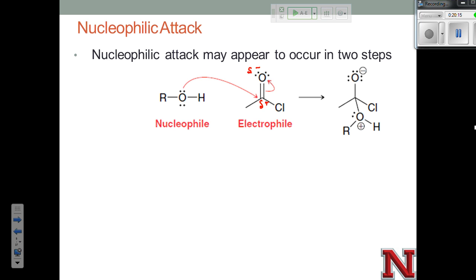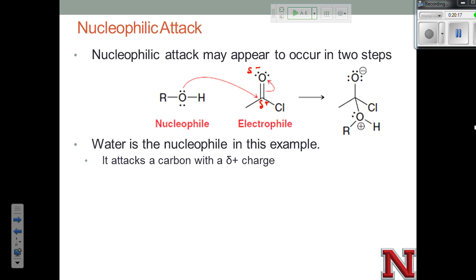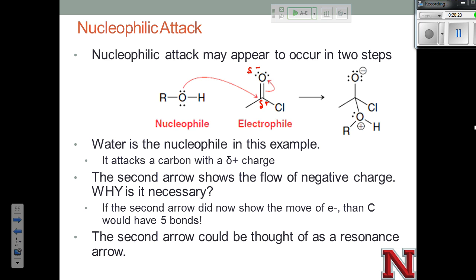So this is still a nucleophilic attack. There are things we can do to make this reaction go faster, but this is still a nucleophilic attack. Also, notice my arrows are representing the product that I'm showing, well, my intermediate product.